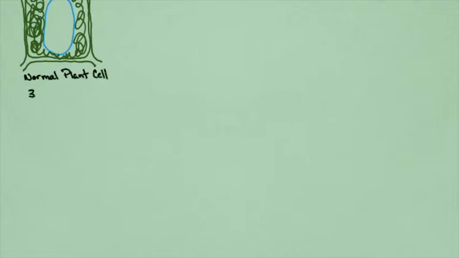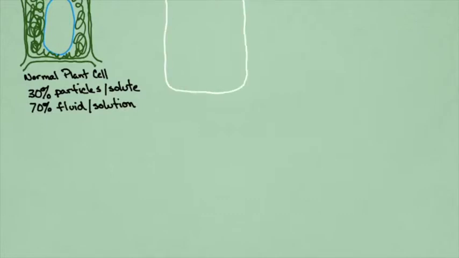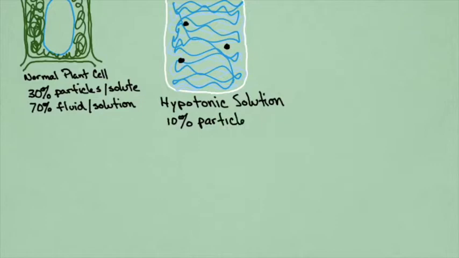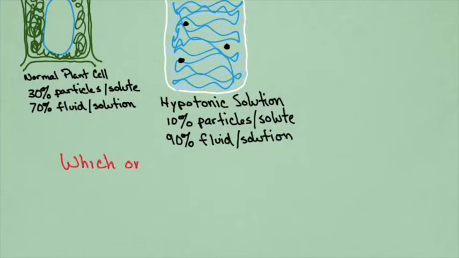If a plant cell is in a hypotonic solution, what will happen? Well, let's say a normal plant cell is 30% particles, just like our glass of iced tea. 30% particles, that means 70% of it is fluid. Okay, so let's look at this beaker right here that is 10% particles or solute, and therefore 90% of it is fluid.